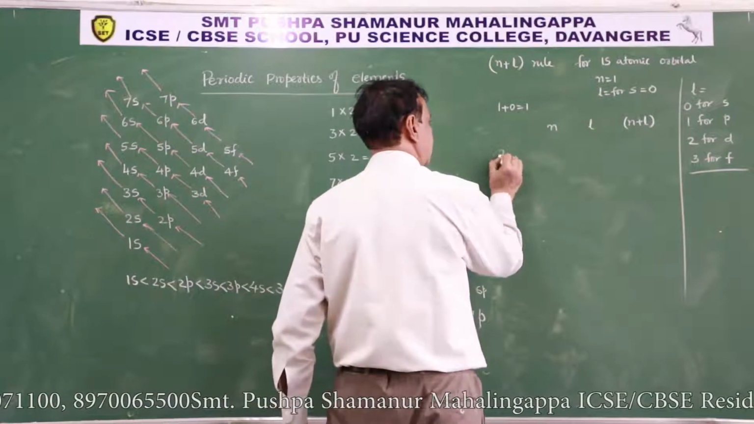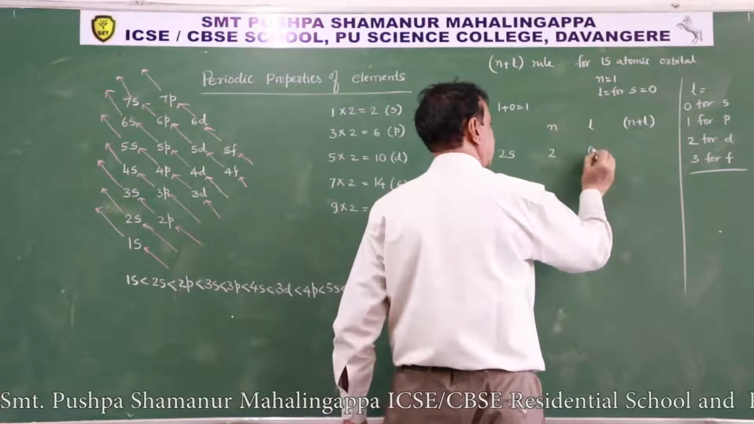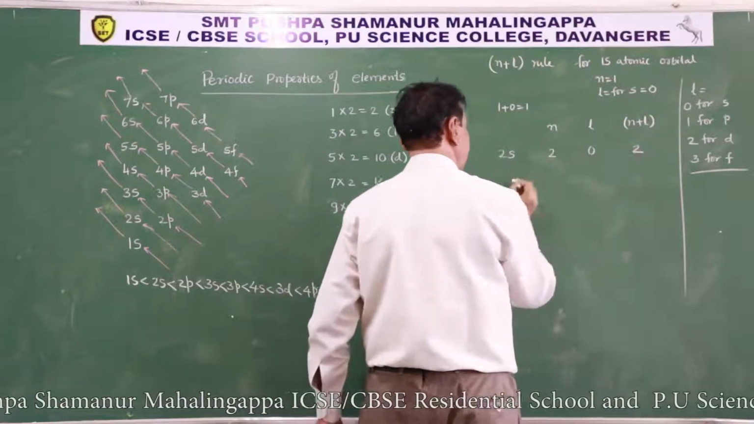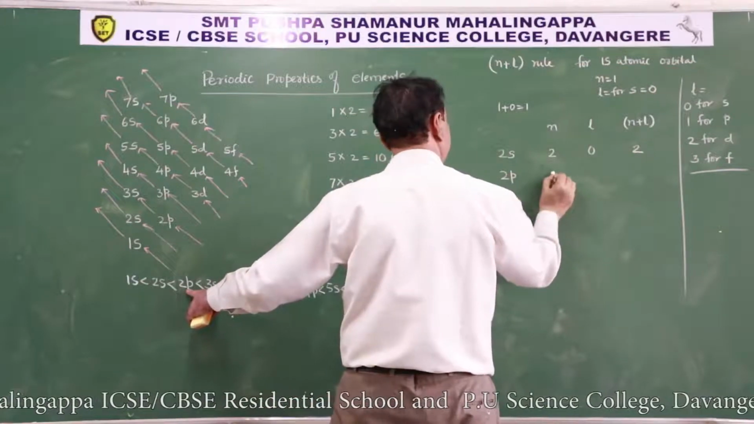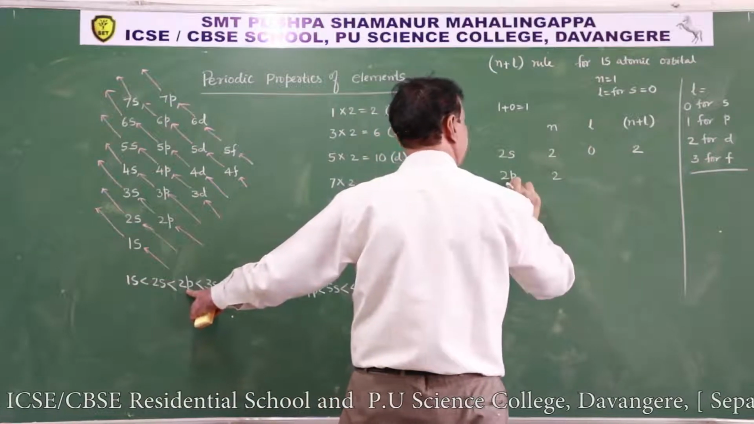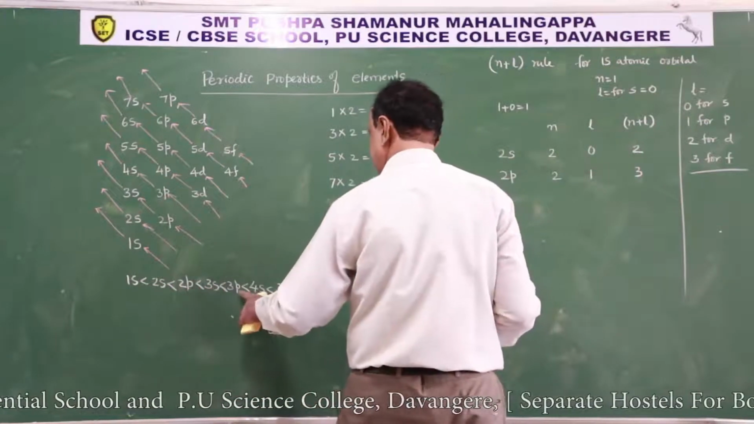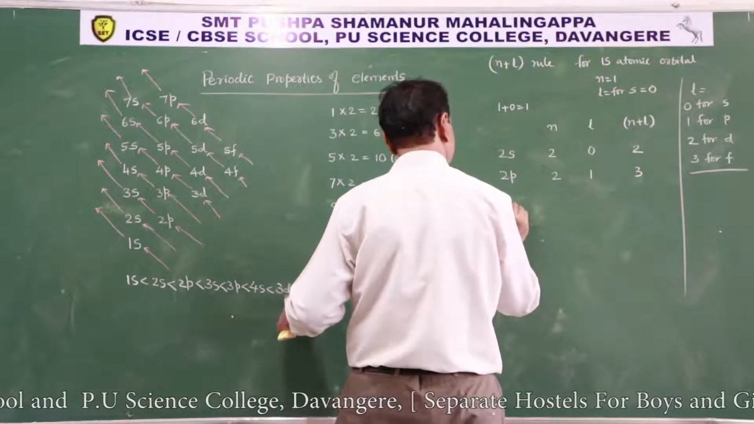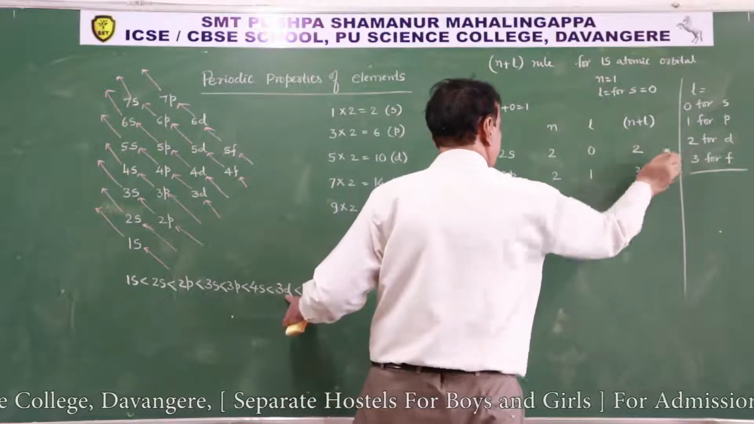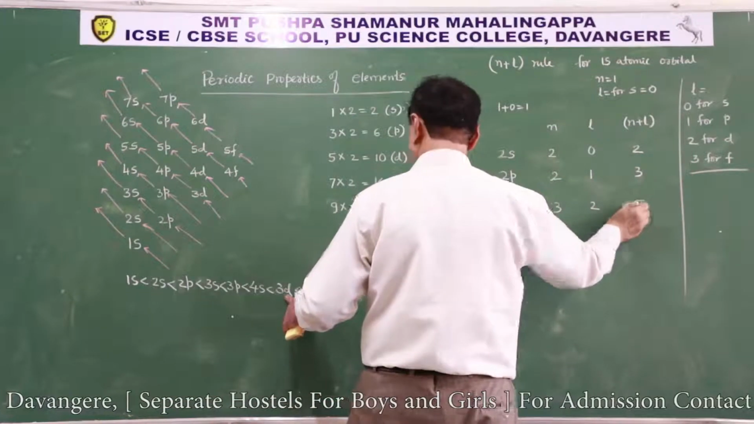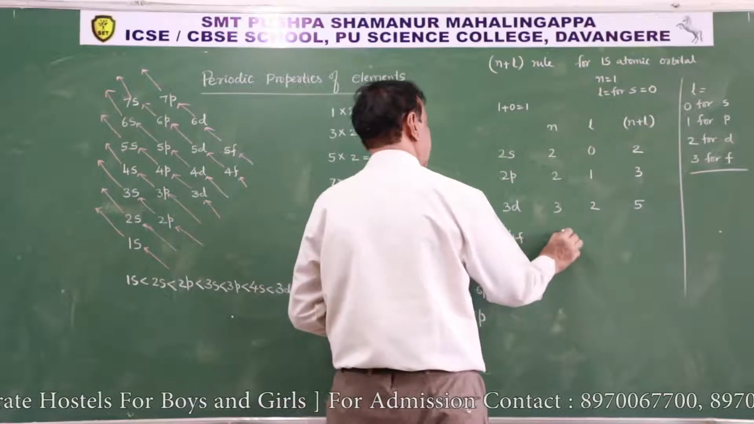Now, for example, for the 2s atomic orbital, n value is equal to 2, L value is equal to 0, and n plus L value is equal to 2. For example, for the 2p atomic orbital, n value is equal to 2, L for p is equal to 1, so this is 3. Check it for the 3d atomic orbital. n value is equal to 3, L value for d is equal to 2, and the total value is equal to 5. And for a 4f atomic orbital, n value is equal to 4.